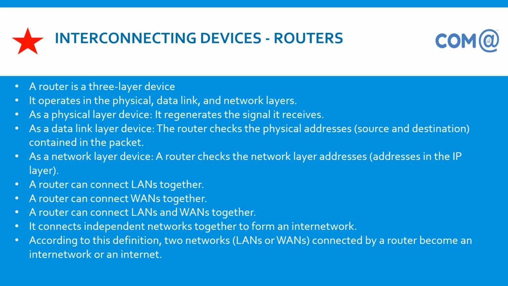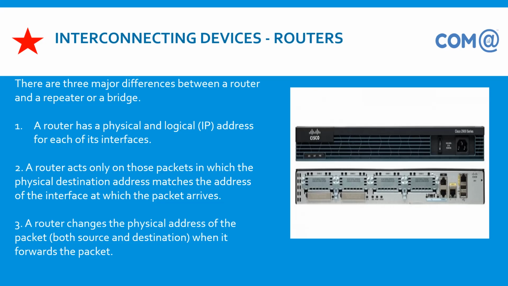The router can connect to different LANs, WANs, or LANs and WANs. Probably this is the most intelligent device available for use in the internet. So these are the pictures about the router. A router has a physical and logical IP address for each of its interfaces. It has multiple interfaces like Ethernet interface, modem, and different types of interfaces available, and each will be referred to by using the IP address for each interface.